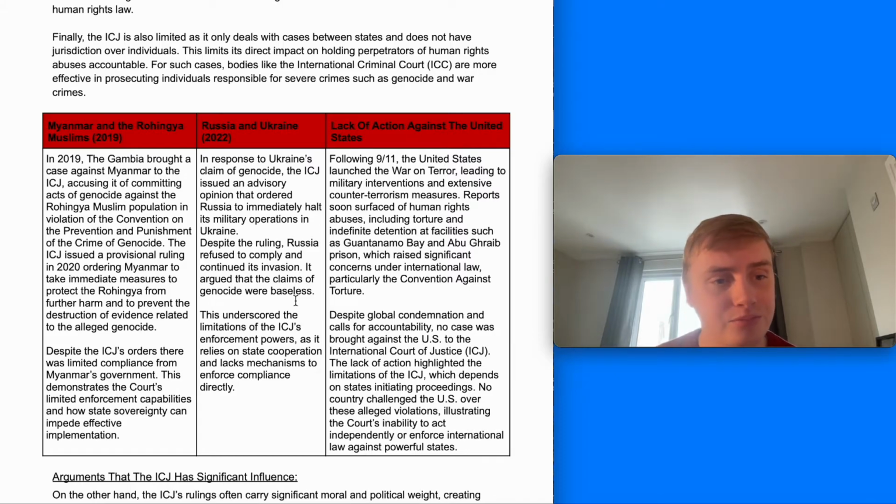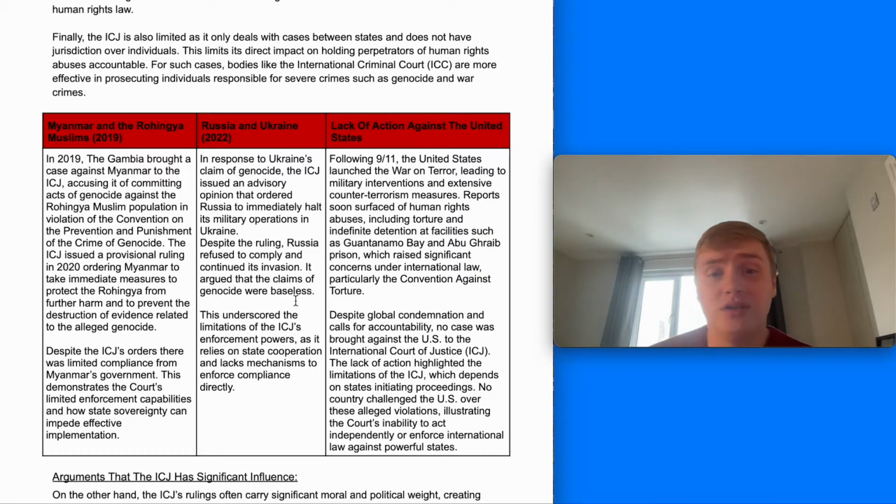The ICJ issued a provisional ruling ordering Myanmar to take immediate action to protect the Rohingya from further harm. But despite this, Myanmar's government really failed to comply in any meaningful terms. And this shows the court's limited enforcement capabilities, even if a state accepts its jurisdiction.